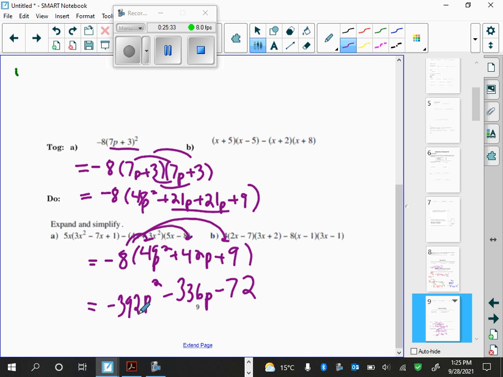Yep. Okay, so I did it the FOIL first way. Did anybody get that doing distributive property first? Yep, so it still worked. Okay, so here's the other way you can do it.